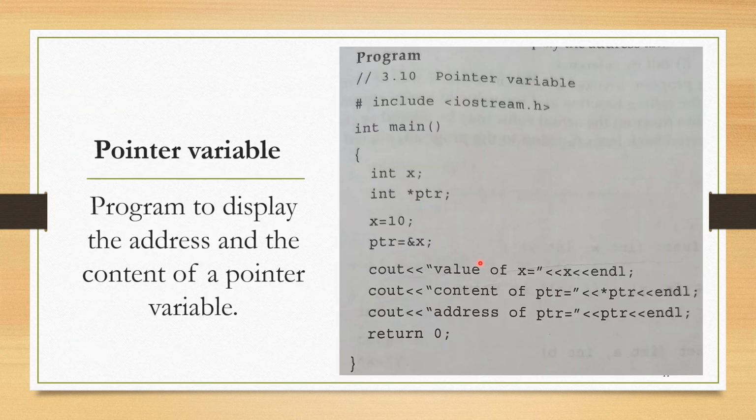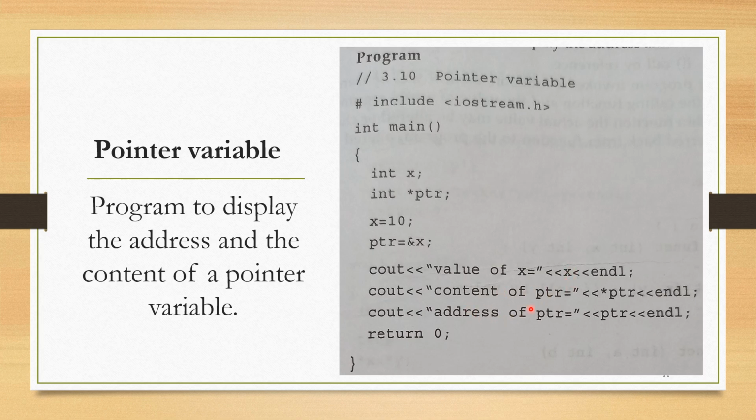This is the next program, to display the address and the content of a pointer variable. Okay, a small program. Let us see. You see, we have defined an integer variable x and we have defined a pointer ptr. Now x has, suppose, the value 10. ptr has the address of x. Okay, and x means the address of x is put in ptr. Now let us display what it contains. So cout the value of x, which will be 10 only.